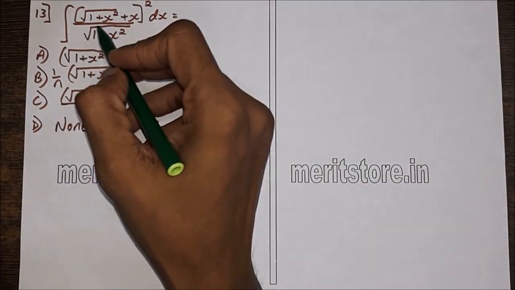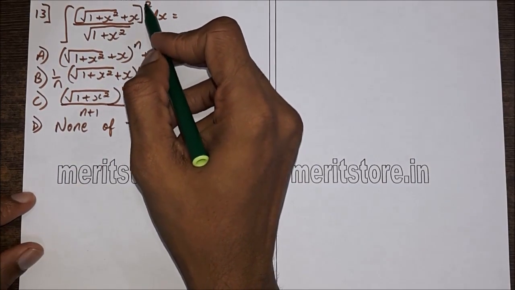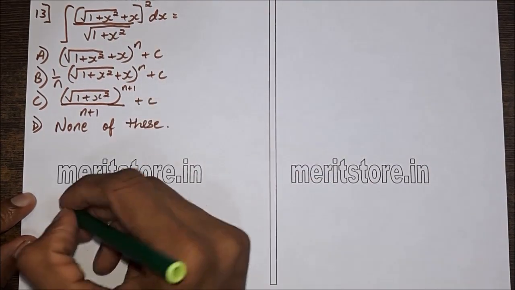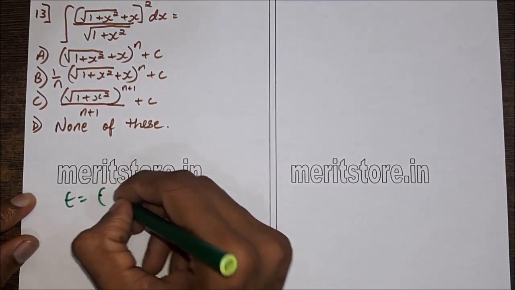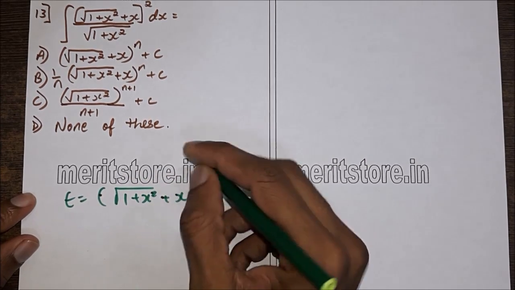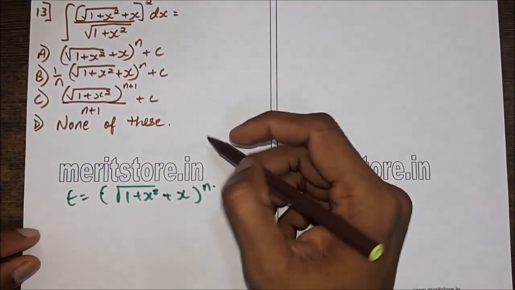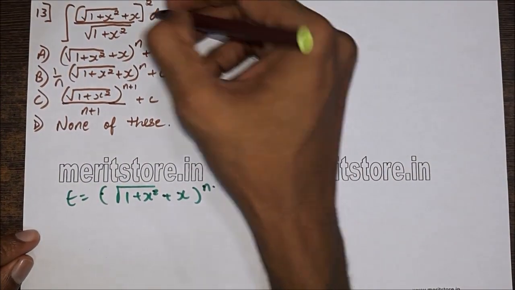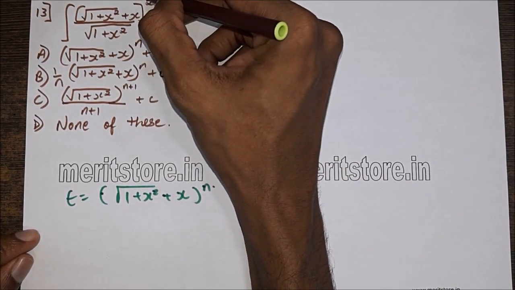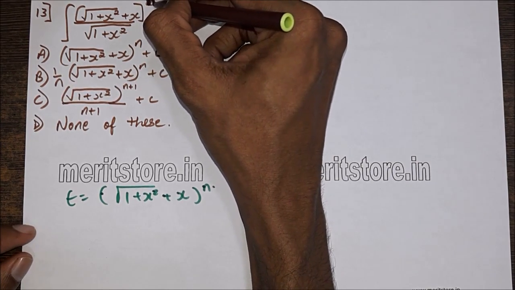Question 13. Integral of under root 1 plus x square plus x, the whole raised to n, upon under root 1 plus x square, dx, is equal to. We give 4 options. We put t is equal to under root 1 plus x square plus x raised to n. Please note that there is a mistake in the question: it is the whole raised to n, not the square. It is n.